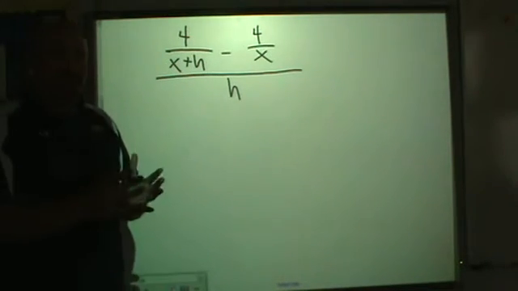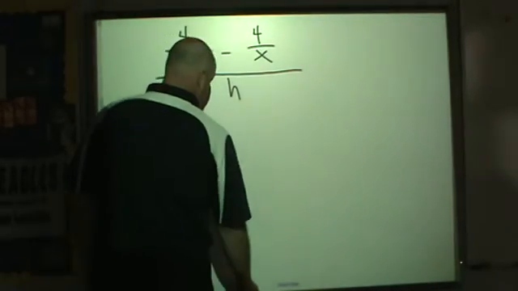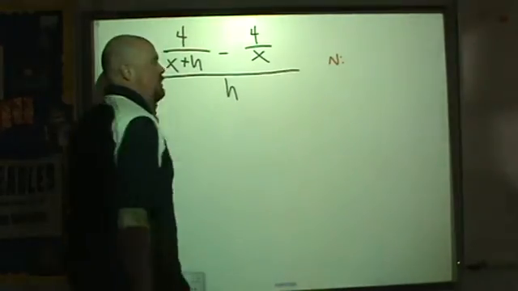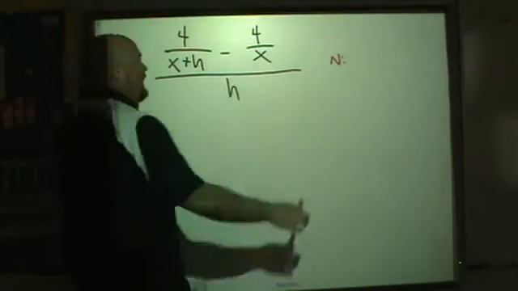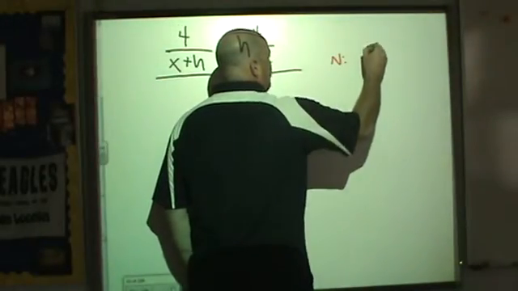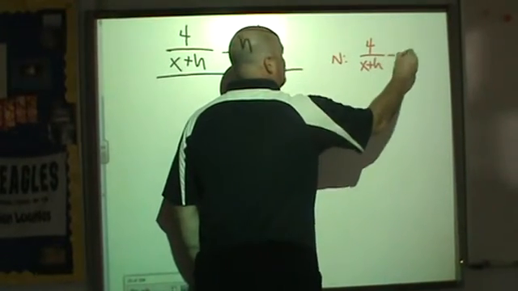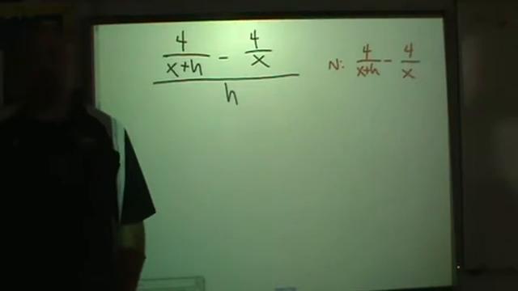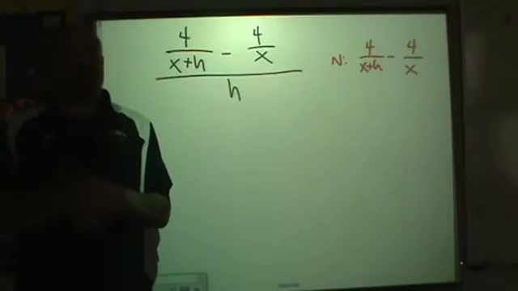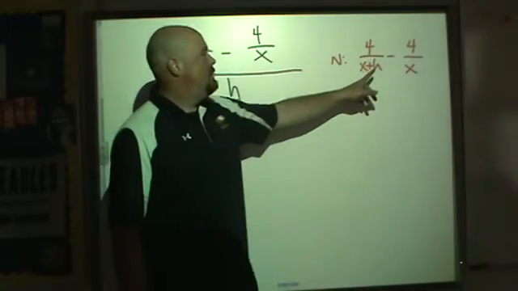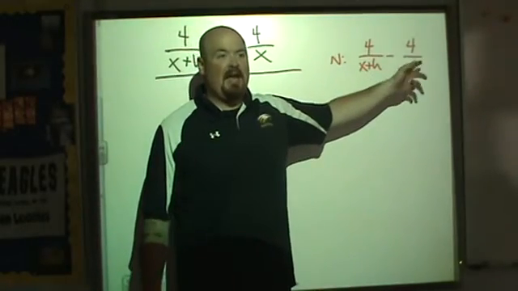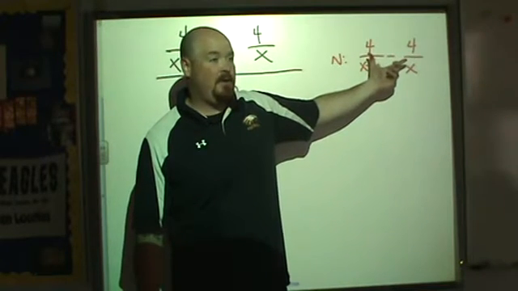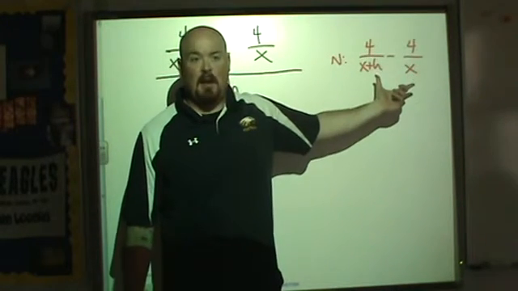So I'm going to take this piece by piece. We take the numerator and go off to the side. I'm just going to take the numerator off to the side. And I'm going to try to find a way to put 4 over x plus h minus 4 over x together. Combine it into one fraction. Right? To combine fractions, we need a common denominator. The fastest way to get a common denominator, multiply the denominators together.